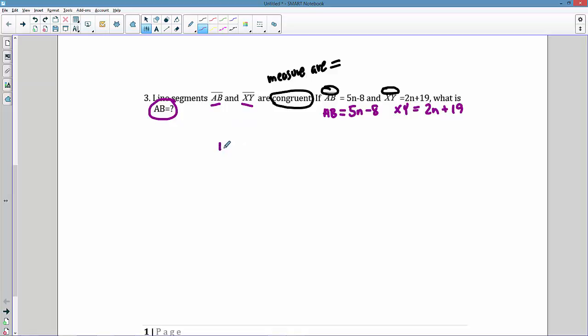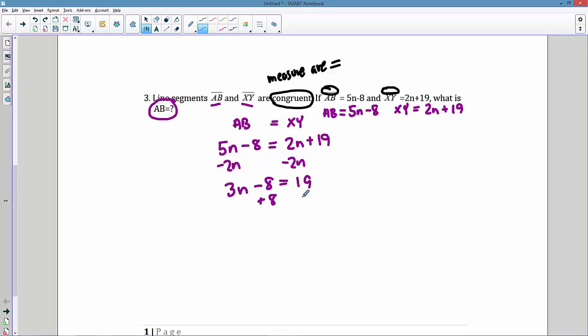But in this problem, it's very easy. It's just the two segment lengths equal each other. See, AB equals XY. So right below it, I substitute in the value for each. And we get this, okay? And then you know how to solve this. I'm going to go pretty quick because this shouldn't be new. Get the like terms together first. So I get 3n minus 8 equals 19. Add 8 to both sides. 3n equals 27. And real quick, I'll divide both sides by 3.